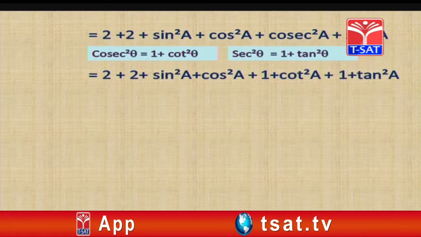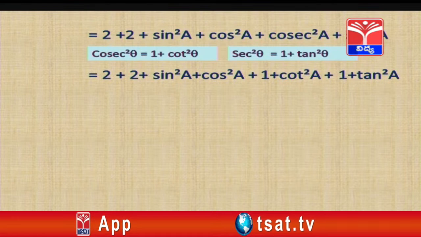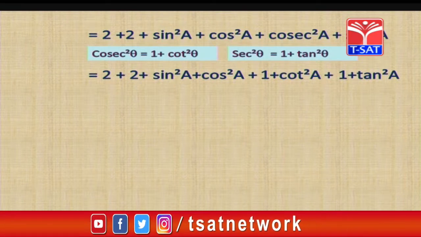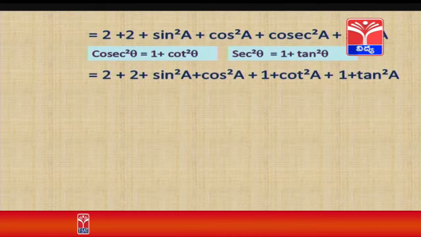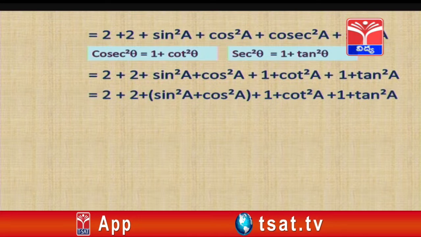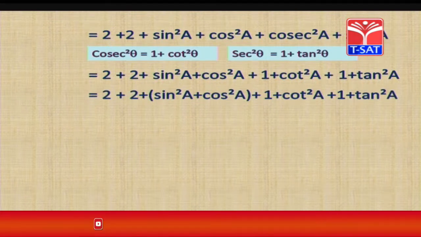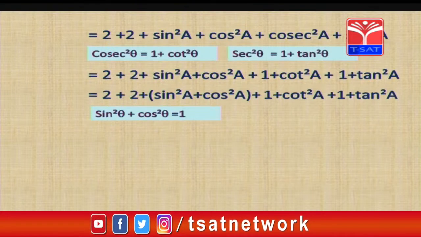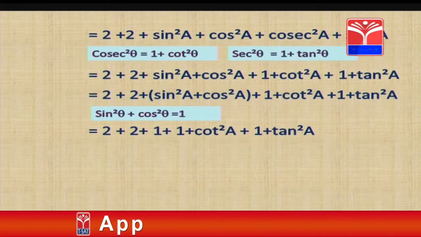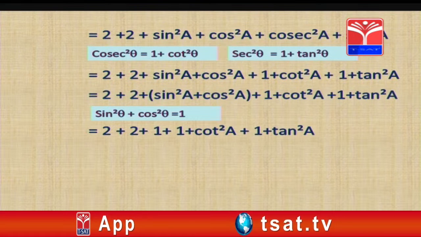So, I am getting here the answer 2 plus sin square a plus cos square a plus 1 plus cot square a plus 1 plus tan square a. Now, we already know that sin square a plus cos square a can be written as 1 based on the identities. That is the reason I have grouped it. 2 plus, in the bracket, sin square a plus cos square a, plus 1 plus cot square a, plus 1 plus tan square a. Sin square theta plus cos square theta is equal to 1. So, I am going to write it as 2 plus 1 plus cot square a plus 1 plus tan square a. I take all the numbers to one particular place.